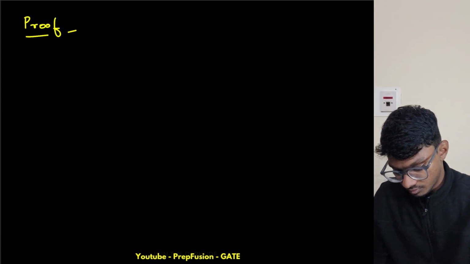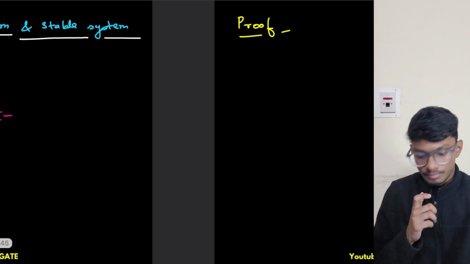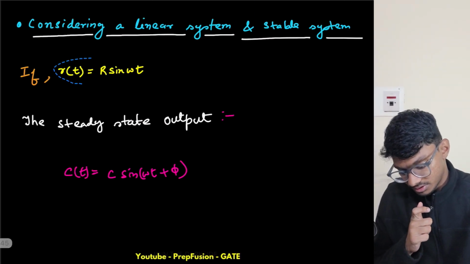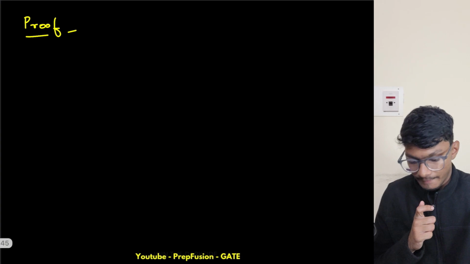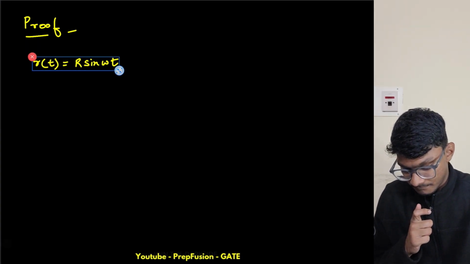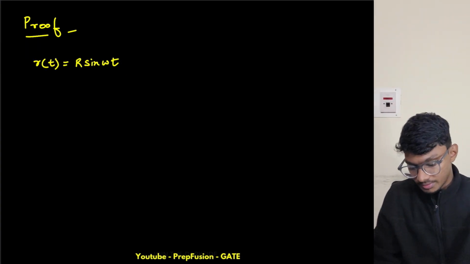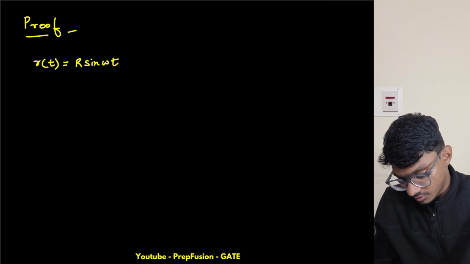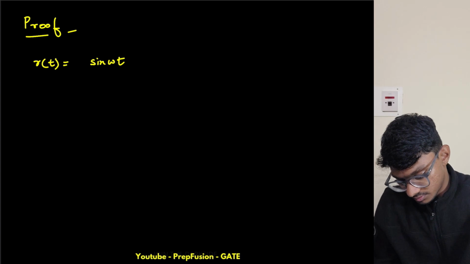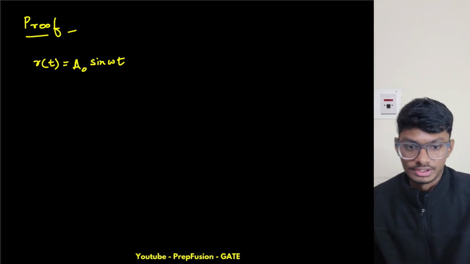So the proof. What is my input? My input is this one. Let me name it E naught sine omega t, that will be easier. So we'll name this one A naught sine omega t, right? A naught sine omega t.